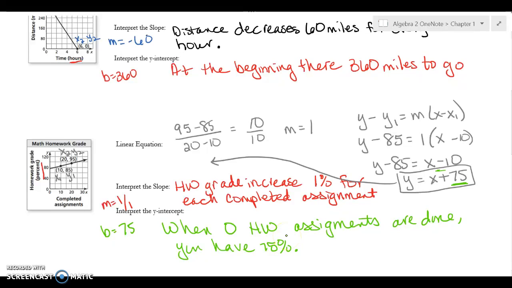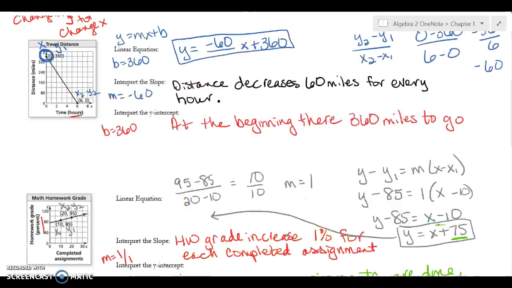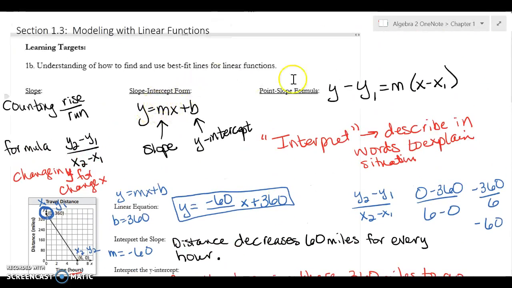Okay, so these can be tricky. You definitely have to look at the situation because you need different things. Remember, you have to have a slope. You have to have a y-intercept. Sometimes you can see both of them. Sometimes you have to use formulas for them.